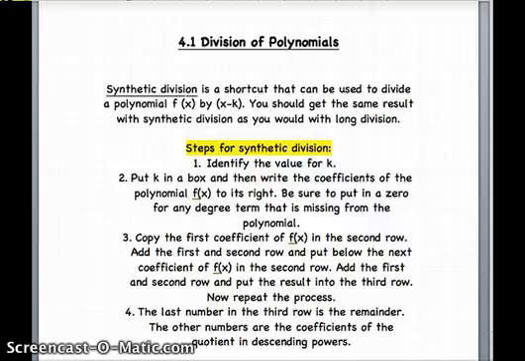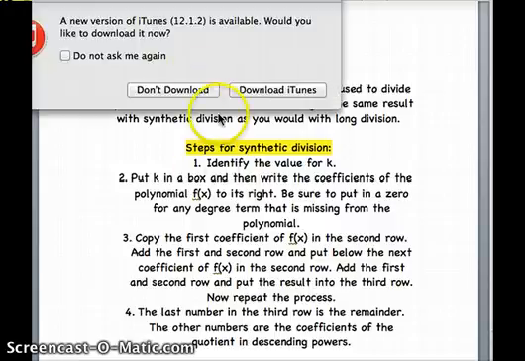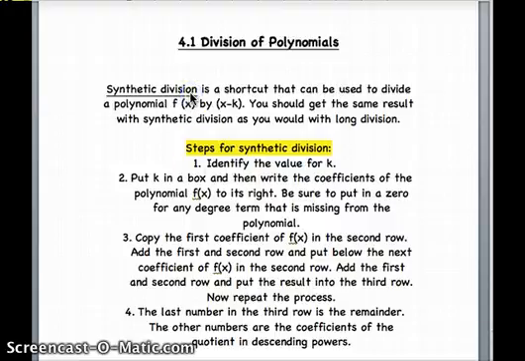Okay, so next we're going to do synthetic division. Synthetic division is a shortcut that can be used to divide a polynomial f(x) by x minus k. You should get the same result with synthetic division as you would with long division. I like synthetic division better than long division because it's quicker and you can find the solution more easily.